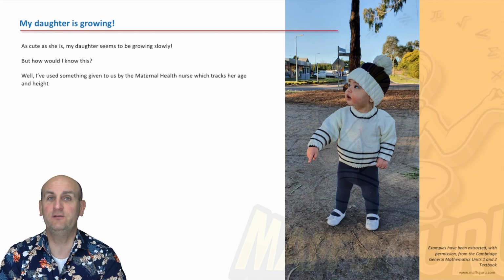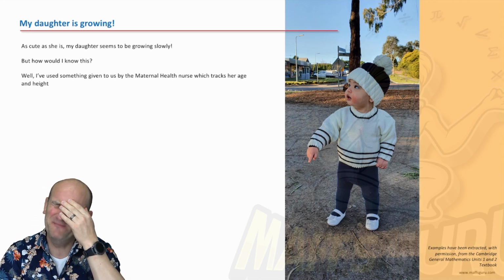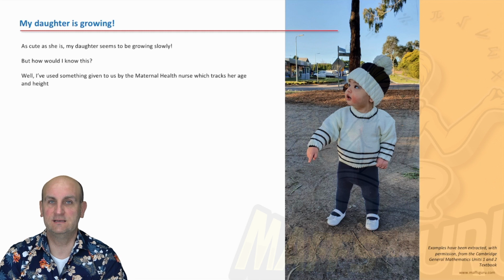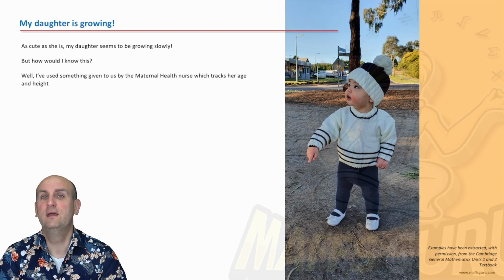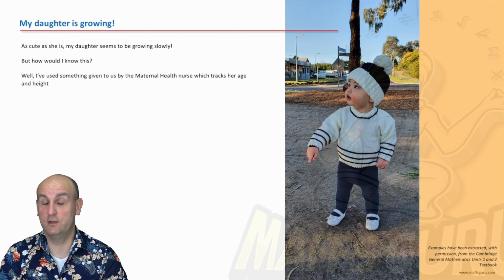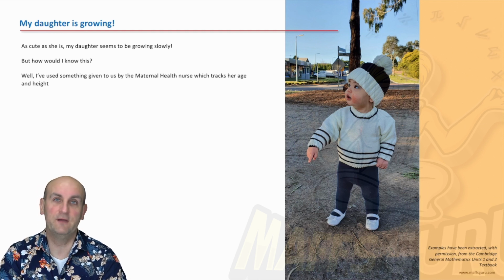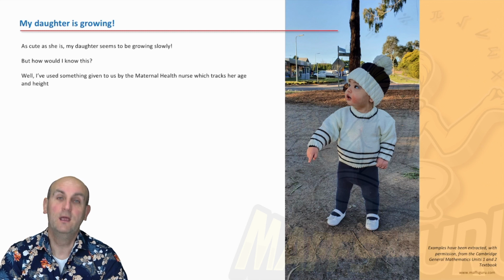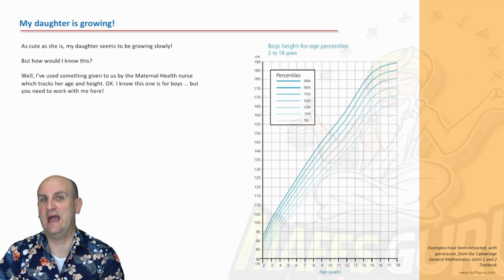Now, how do I know this? Well, I don't get up every morning and measure her and go, oh my God, she's only put on another millimeter, because that would be a little obsessive. What we do use is something given to us by the maternal health nurse. And I have to be careful, because I normally say mental health nurse, but that's my nurse because obviously people are worried about my mental health. And that tracks her age and her height.